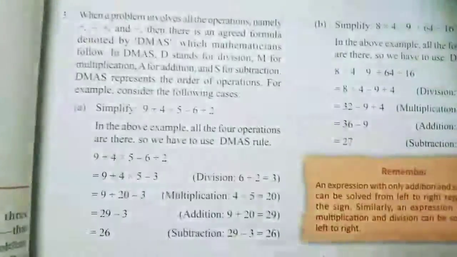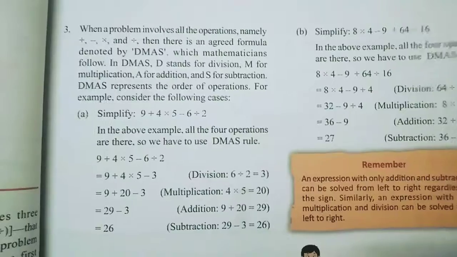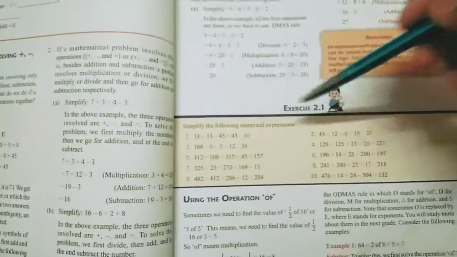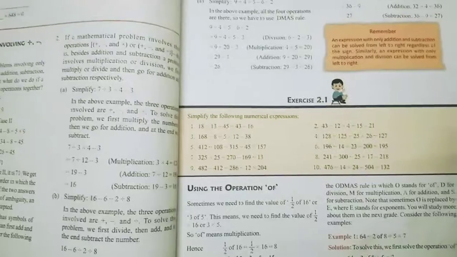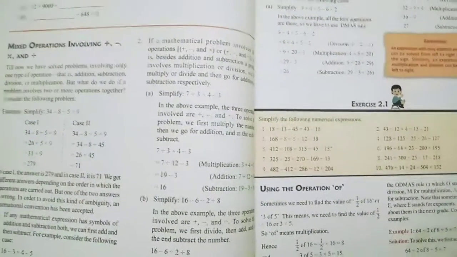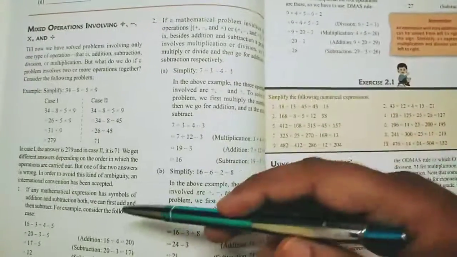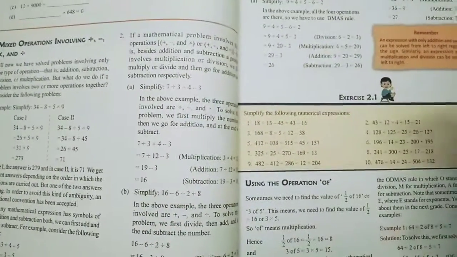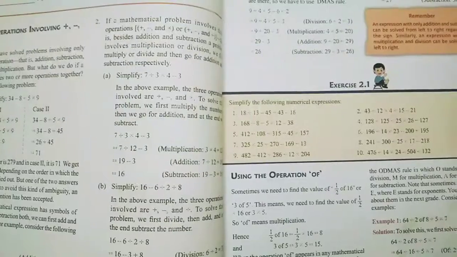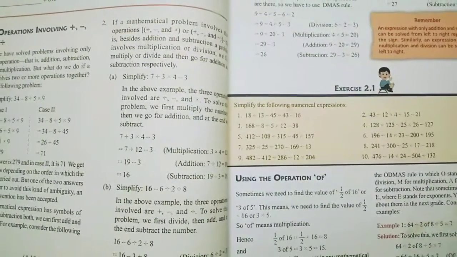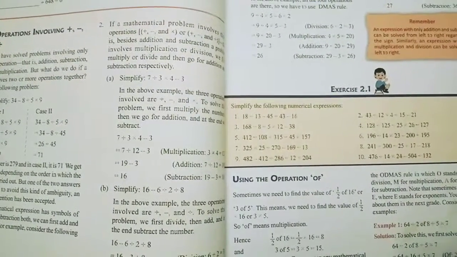Okay, so you have to read all these rules, 1, 2 and 3, very carefully. Then only you can solve this exercise 2.1. Otherwise you cannot, because in this type of question, maximum students make mistakes if they do not understand the rules. So read rule number 1, 2 and 3 very carefully, and then we'll start exercise 2.1 in the next video. Okay, till then, study. Thank you.